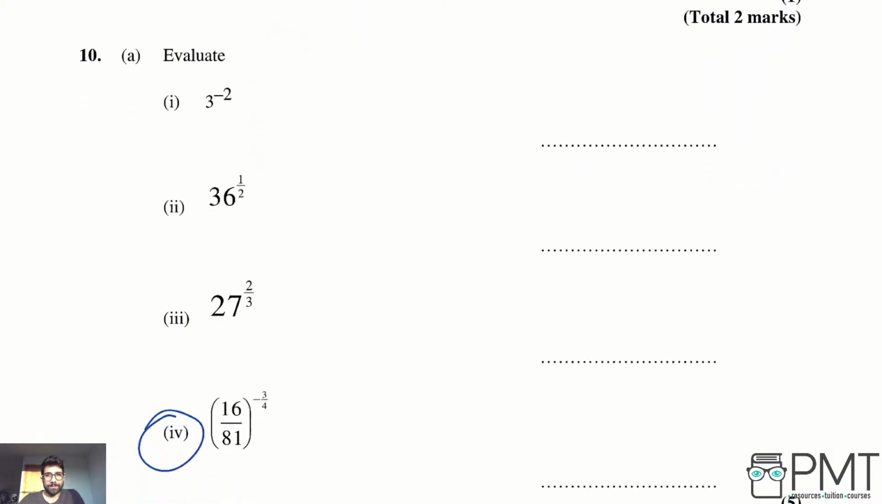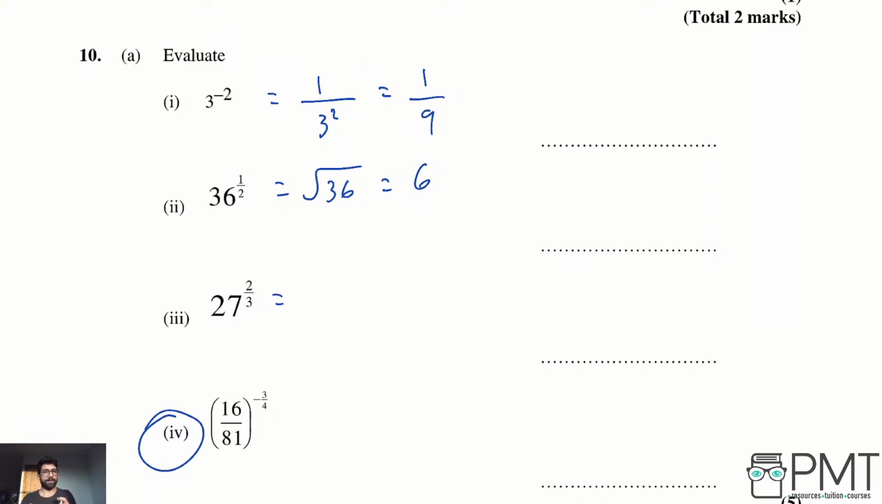Question 10. The first one has a negative sign. So we need 1 over 3 squared. The negative sign is just flipping it. And then we have got 1 over 9. This is going to be root 36, which will be 6.